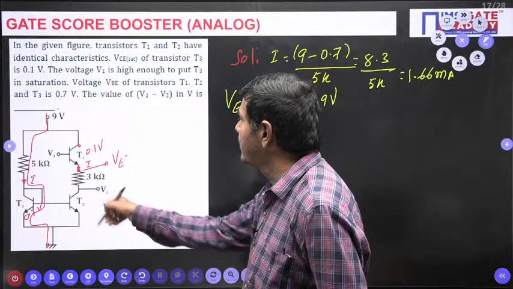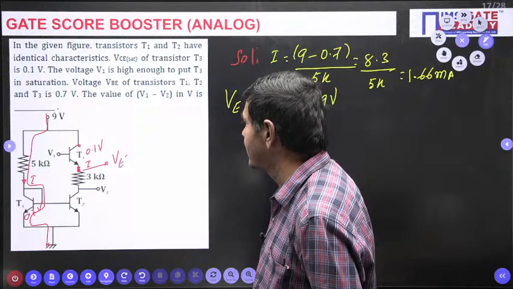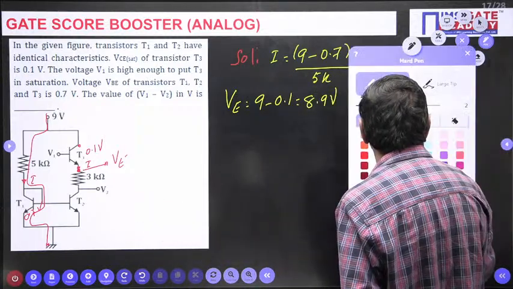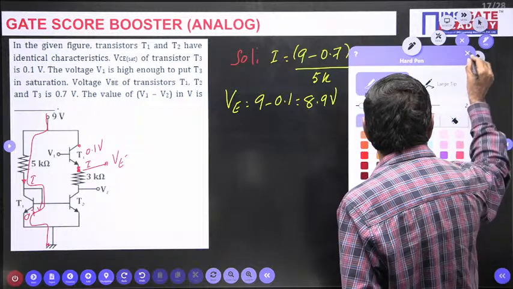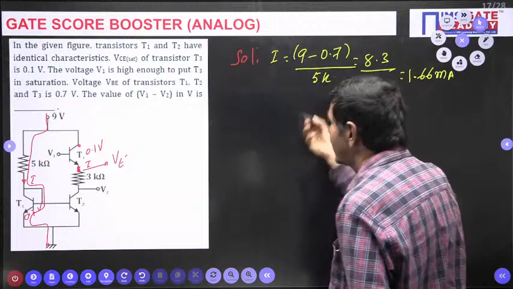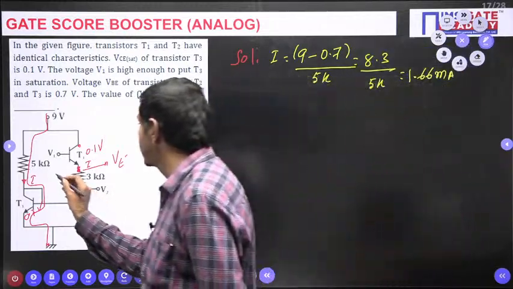But I want V1 minus V2 only. Is it not? V1 minus V2 is required. Otherwise you can directly measure. I think this step is also unnecessary. Otherwise I can directly get it, still easily. The emitter voltage is also unnecessary. Just apply the KVL in this part, that is best.